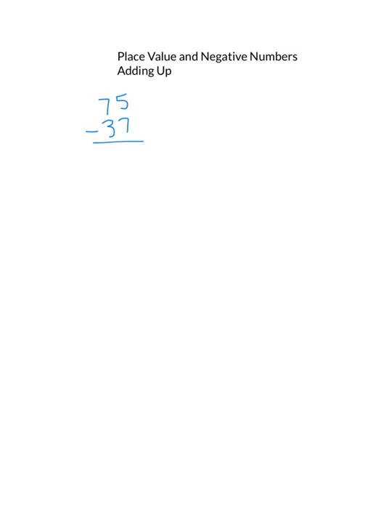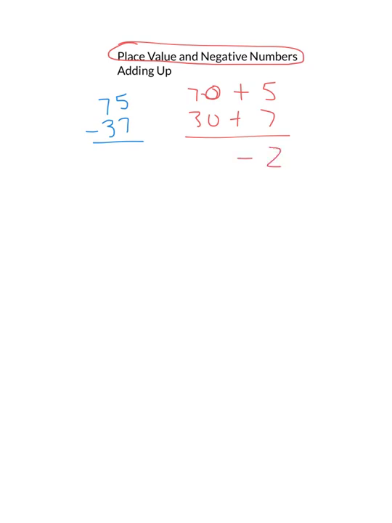The other thing is place value and negative numbers, and adding up. So let's look at place value and negative numbers first. Let's look at this strategy. So we would write this in expanded form. So 70 plus 5, 30 plus 7. So 5 lose 7 is a debt of 2. 70 lose 30 is 40. 40 lose 2, we know the answer is 38.